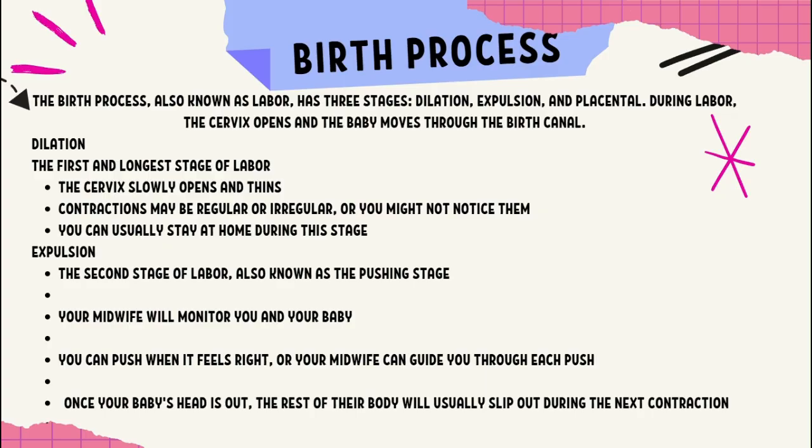So yeah, basically you go to the nurse or the midwife, and they monitor you and the baby, and then after they are done setting you up, they are going to tell you when it's safe to start pushing. Once the baby's head is out, the rest of their body will eventually slip out during the next contraction. So basically that is the ideal way of giving birth. Usually they say make the head come out first because it's a lot safer, right? It's a safer thing to do.